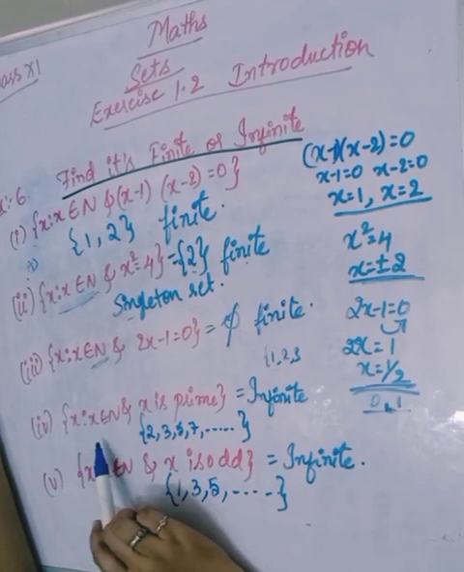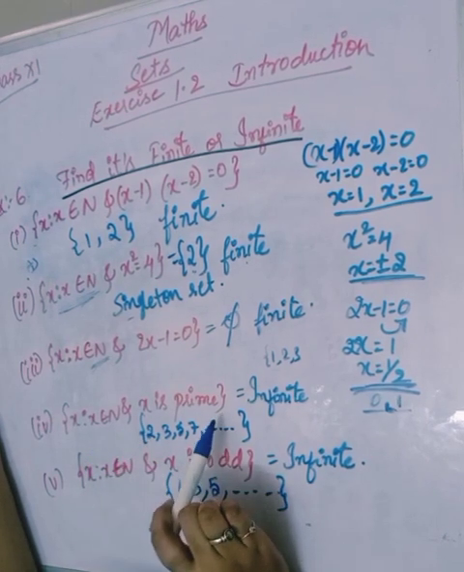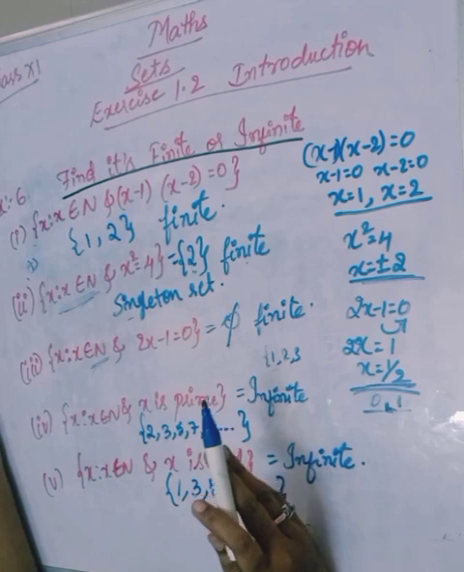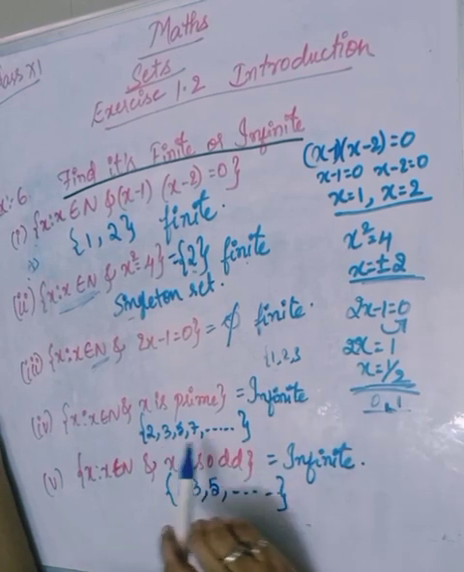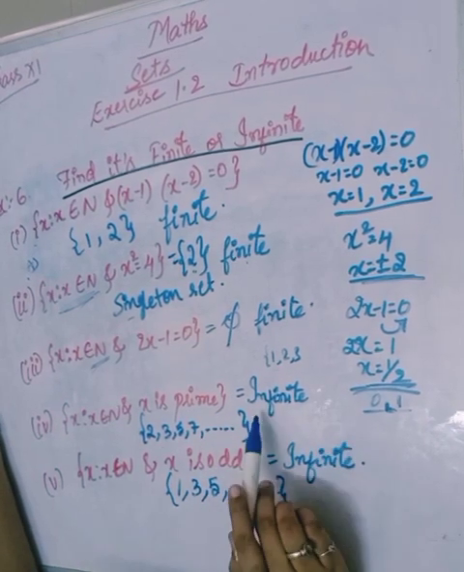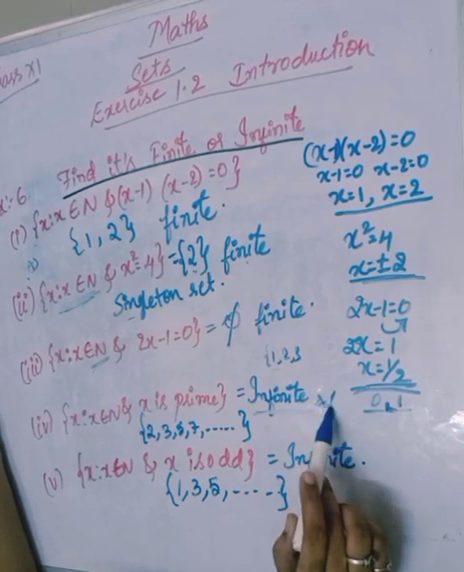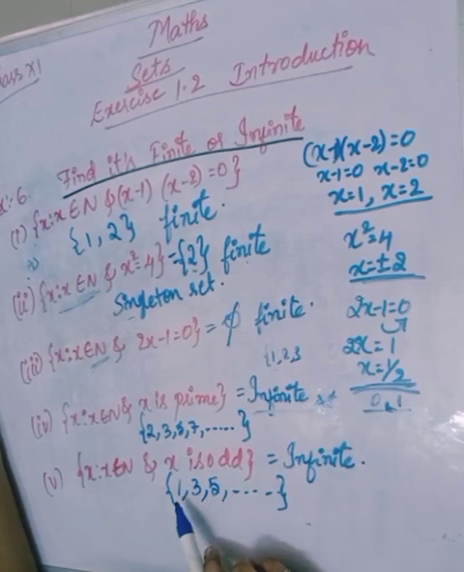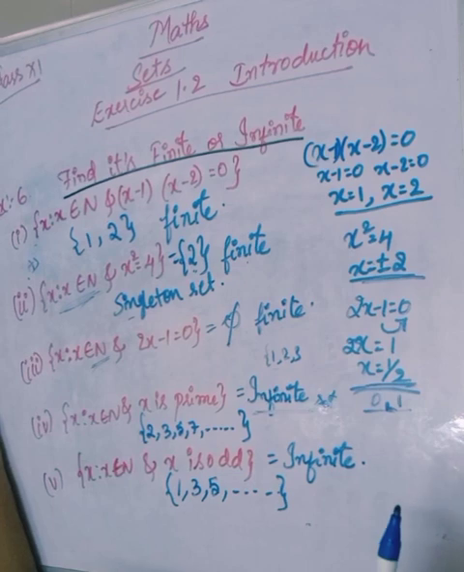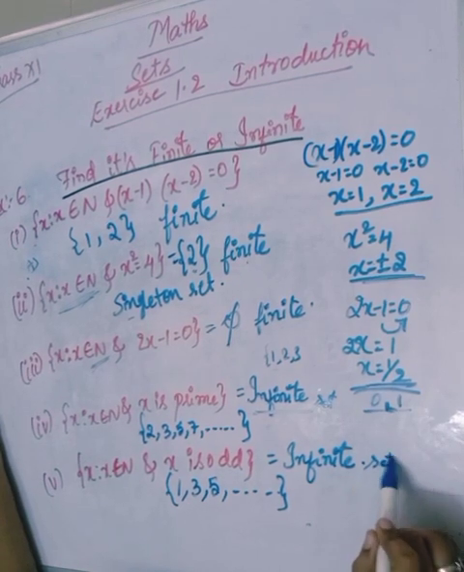Next one, x belongs to N, and x is a prime number. Prime numbers, from where to where, they did not say. It won't end anywhere because it will extend and go till infinite. So therefore we can say it's an infinite set. So next one also, they said odd numbers, it will start from 1 and extend and go, so therefore it's also an infinite set.